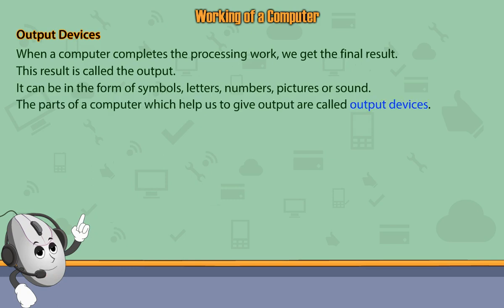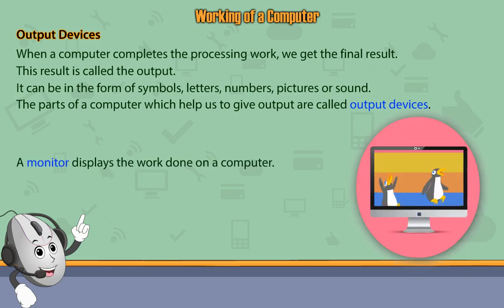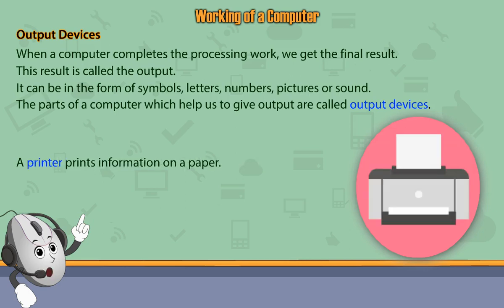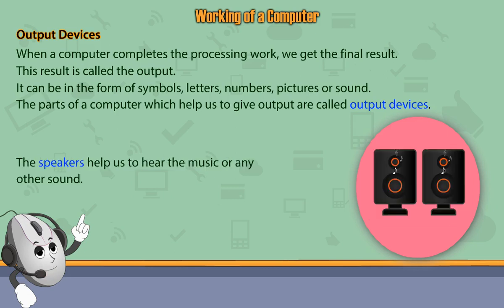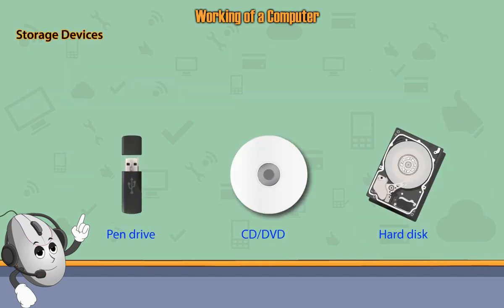Output devices. The parts of a computer which help us to give output are called output devices. A monitor displays the work done on a computer. A printer prints information on paper. The speakers help us to hear the music or any other sound.